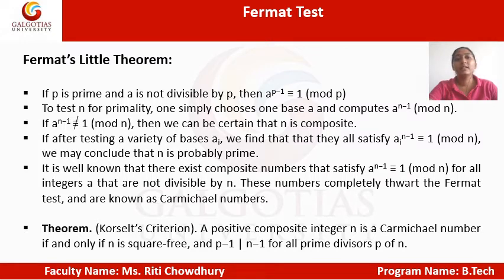To test n for primality, one simply chooses one base a and computes a to the power n minus 1 mod n. If a to the power n minus 1 is not congruent to 1 mod n, then we can certainly say that this n is composite.